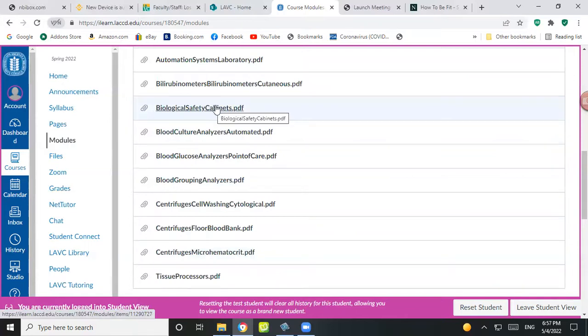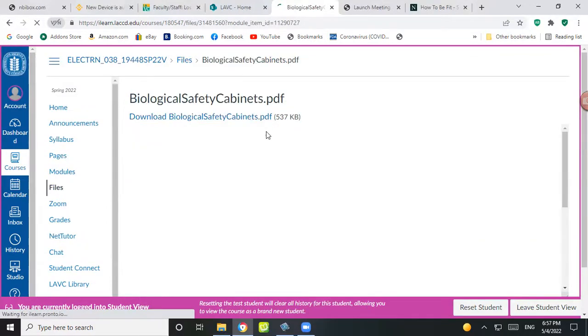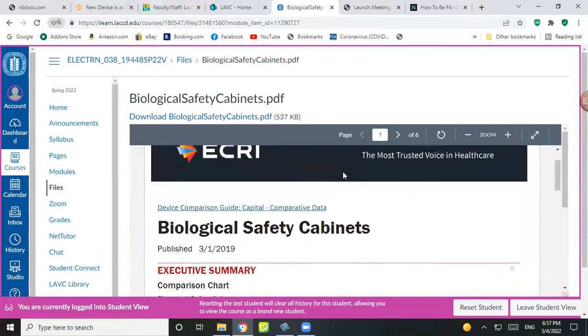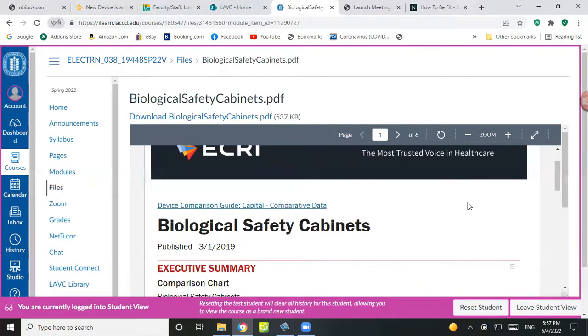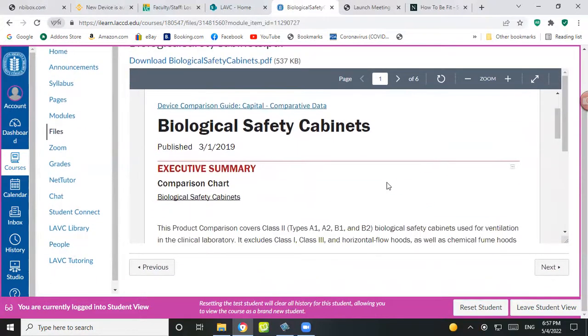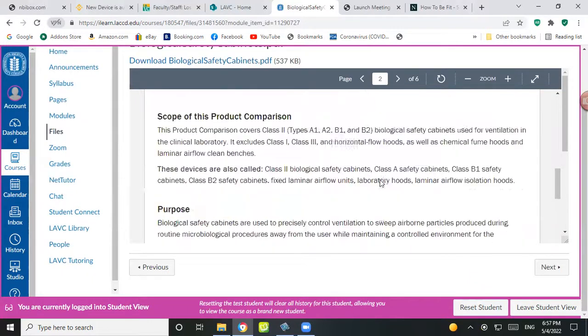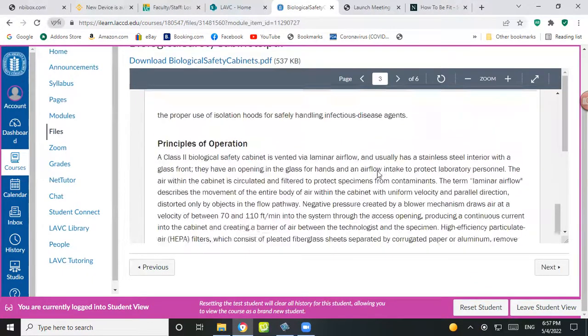supposed to be, let's see if we can open one of these. Download. Okay, this is from the ECRI sections. The safety cabinet. Okay.